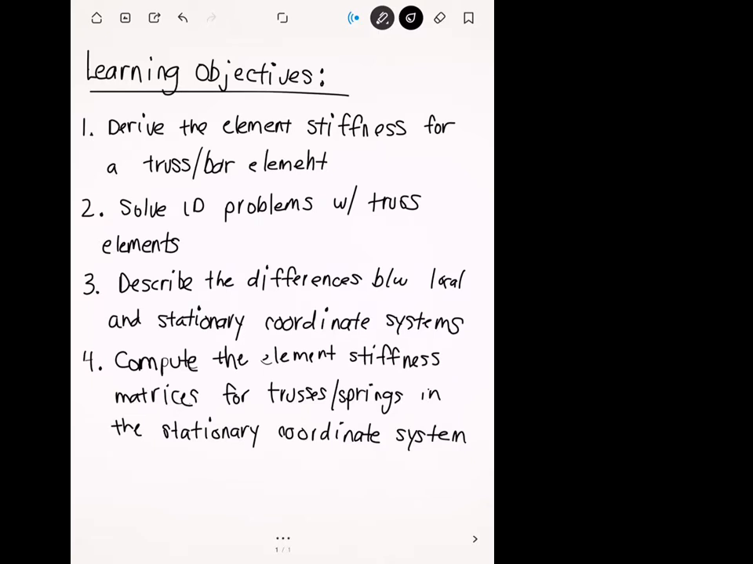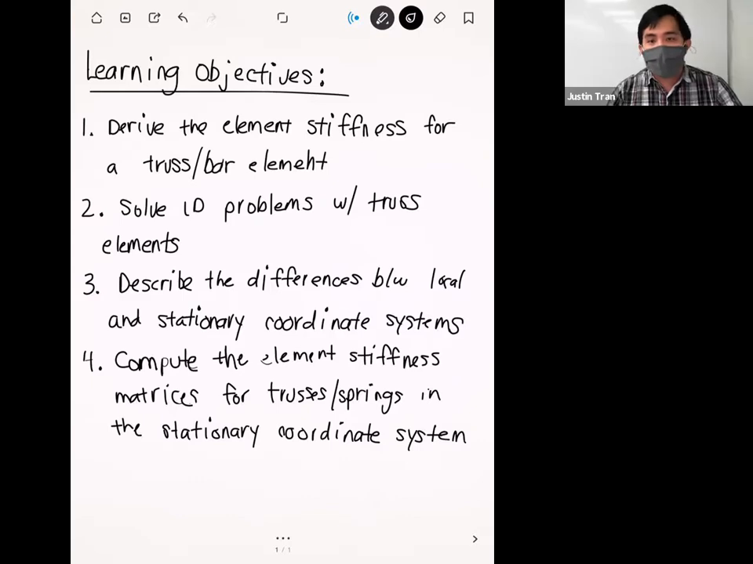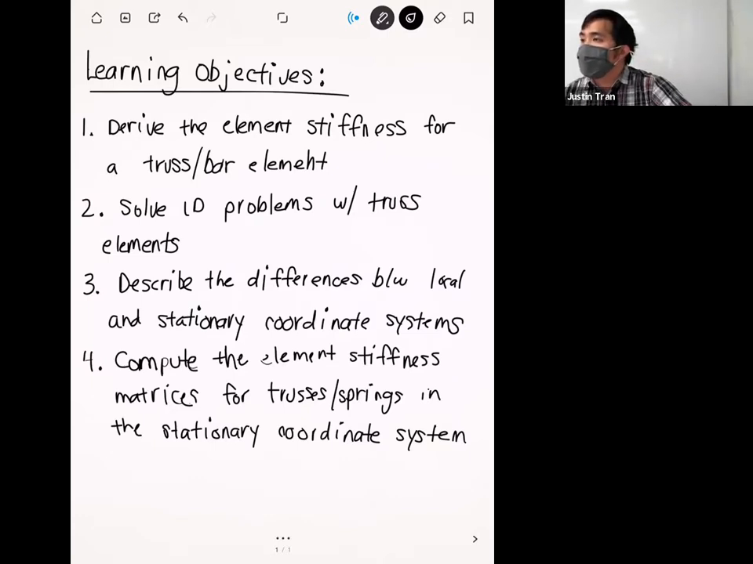Do you know if we'll ever go over the thermal stuff? Probably at the very end. Yeah. Okay. What would be the difference between using a force versus a pressure?